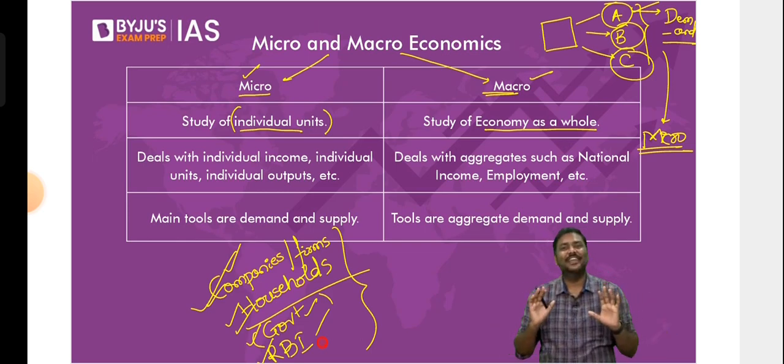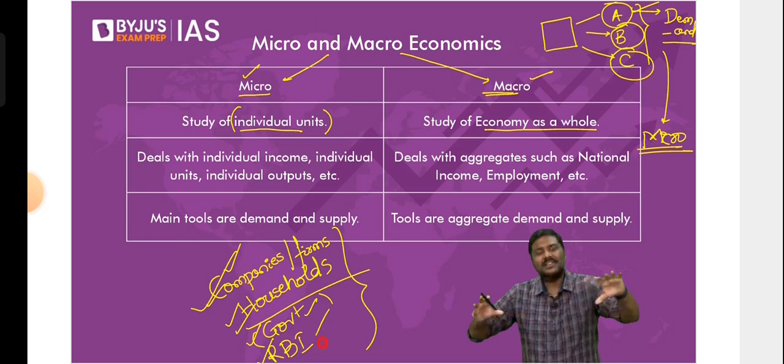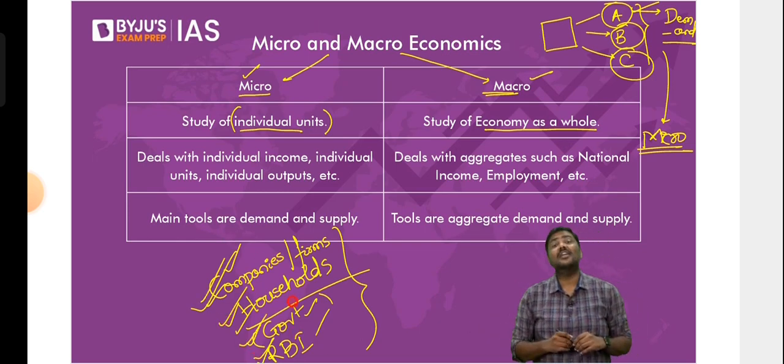Everything will be covered under one of these heads only. So what we can do is, the whole economy can be divided into 4 components like this: the companies or firms, households, government, as well as RBI. So understand the logic here.